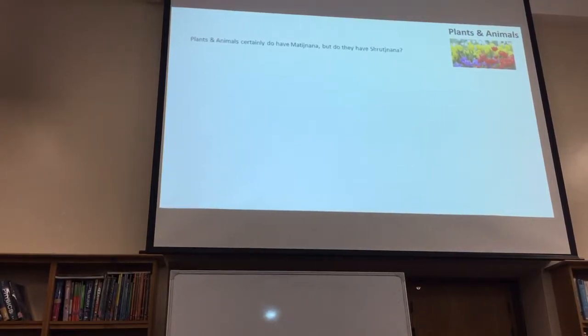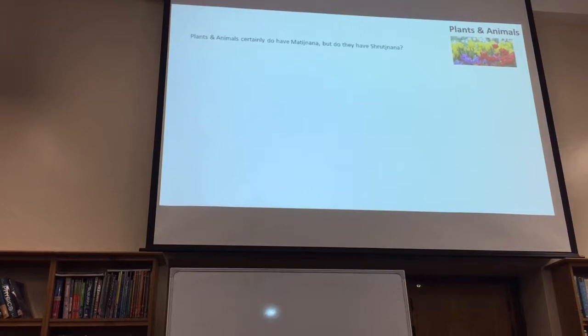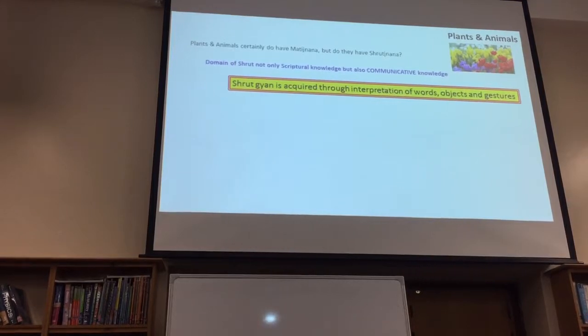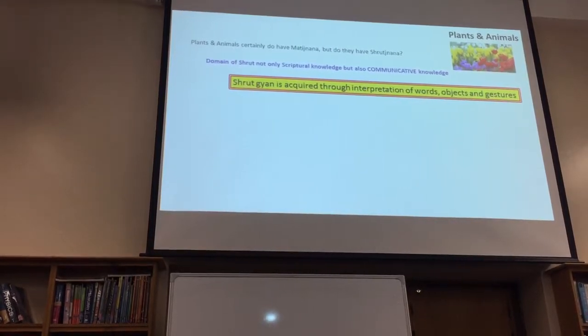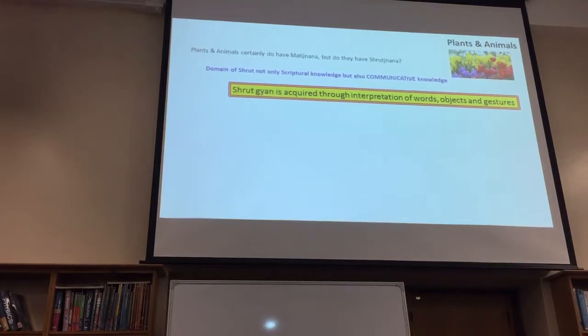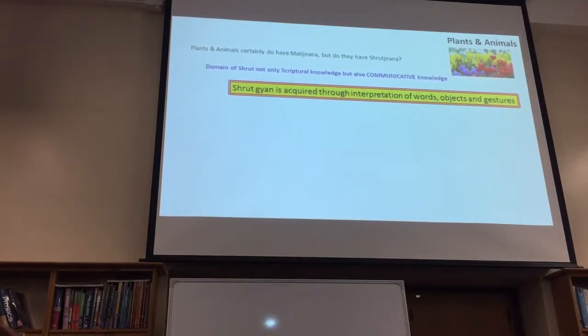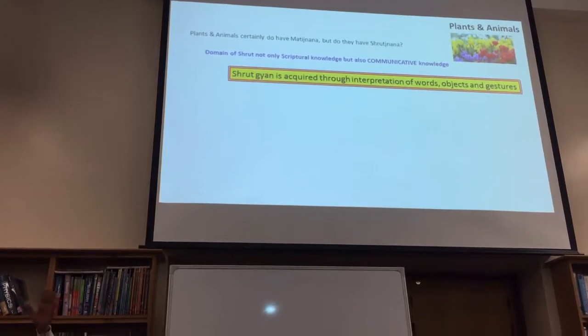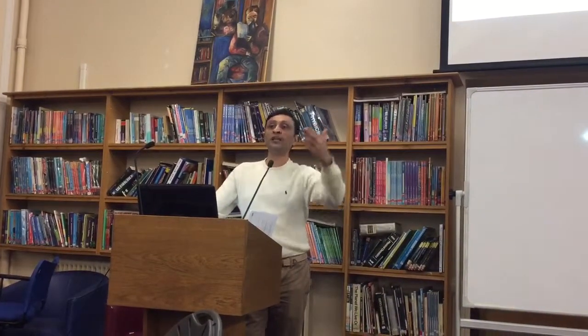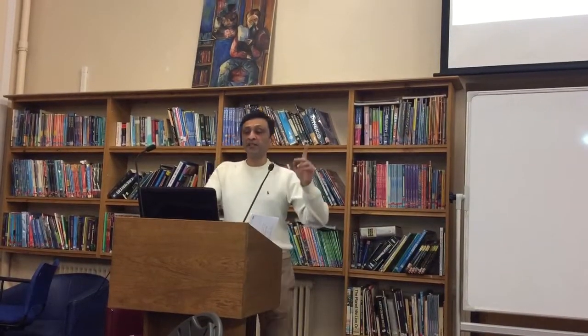Obviously I'm getting towards the answer being yes. Would that mean Shrutjnana or Matignan? I'll say it is Shrutjnana, and let's look at why. The domain of Shrutjnana is not only scriptural knowledge but communicative knowledge. If anyone is using any form of communication, that becomes Shrutjnana. At a very superficial level, we can say Shrutjnana is knowledge through the scriptures. But if you look at it deeply, it is communicative knowledge, any knowledge by which you can communicate with one another. Shrutjnana is acquired through interpretation of words, objects, and gestures.